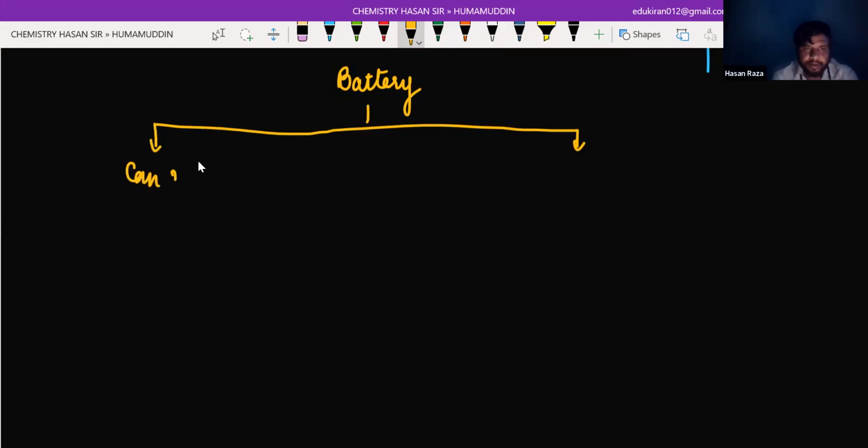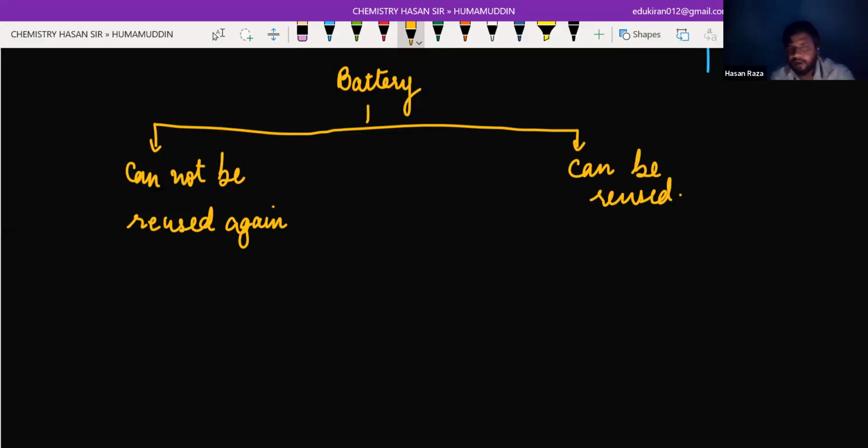which cannot be recharged or reused again, or you can say recharged and can be reused. Like the battery we use in our phones, laptops, and all that, we can reuse. So this type of battery is called secondary battery or secondary cell. And the battery or the cell which cannot be reused again is called primary battery. Are you getting my point?